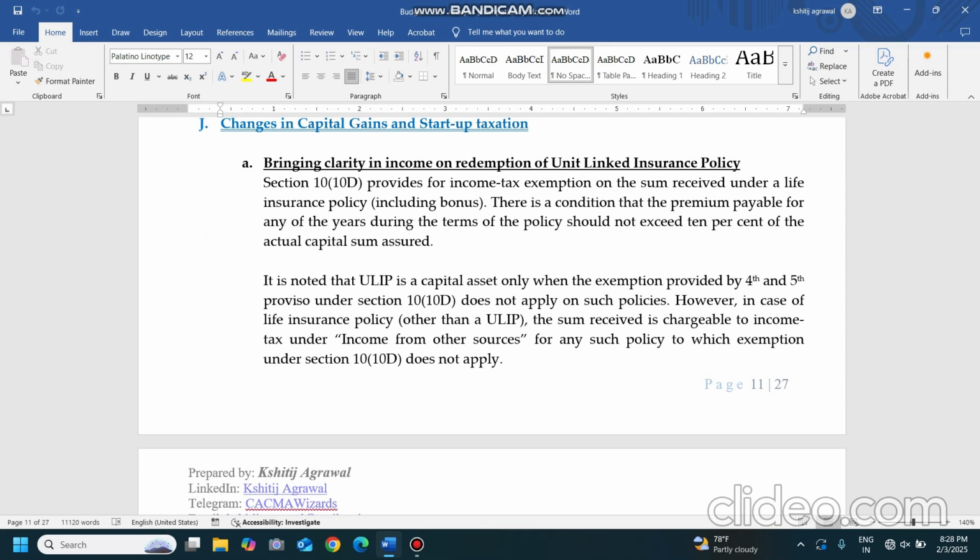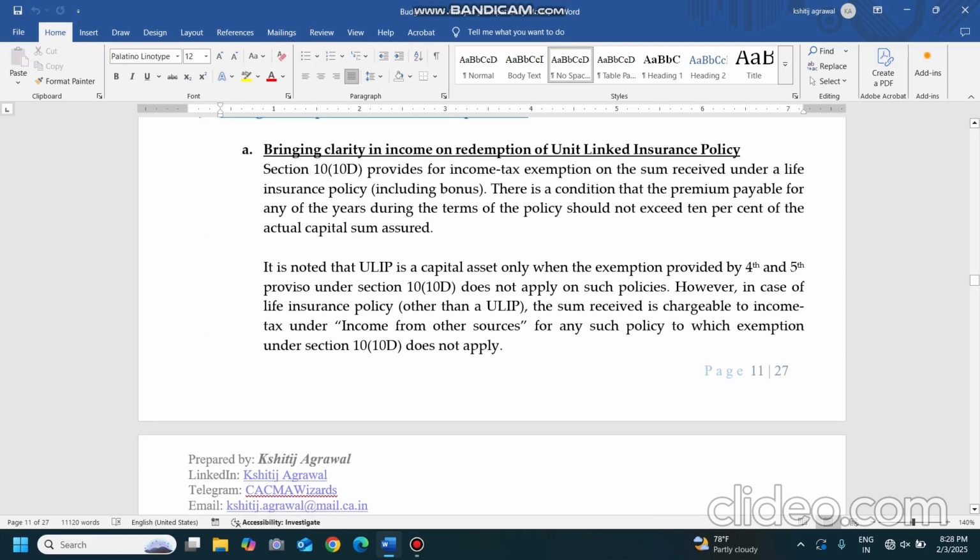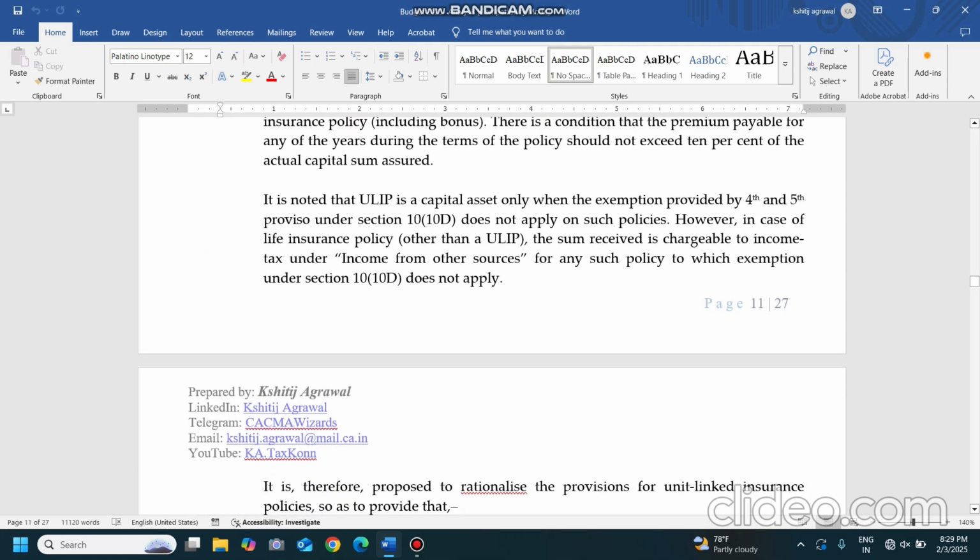If the policy is taken after 1st Feb 21 and the premium is more than 2.5 lakhs, in aggregate for an individual, then it is taxable. And if it is a non-ULIP, then the 5 lakh limit was checked from 1st April 23. Now what is happening in the ULIP? It is exempt under 10(10)(d). 4th, 5th, 6th, 7th provisos were added in section 10 subsection 10(d), or we can call it clause 10(d) also.